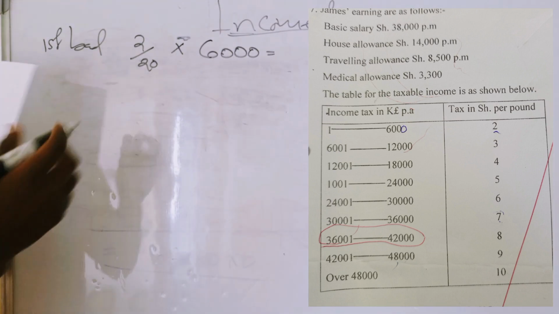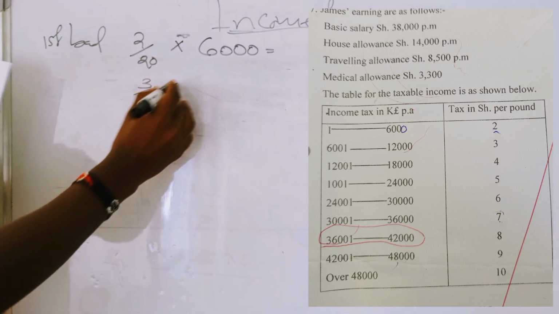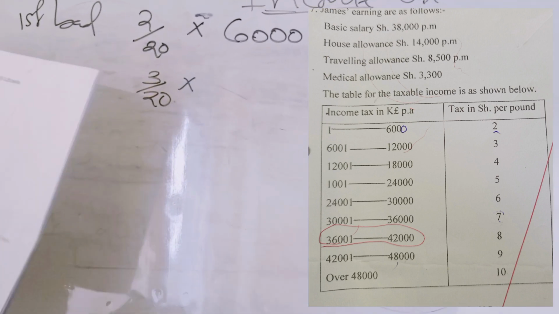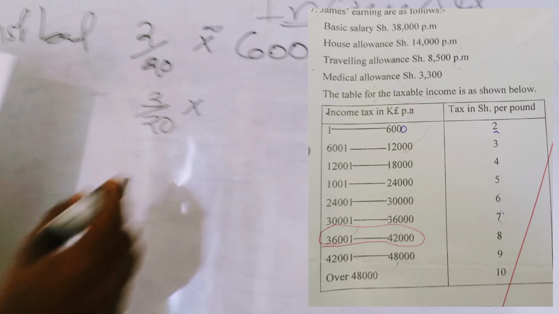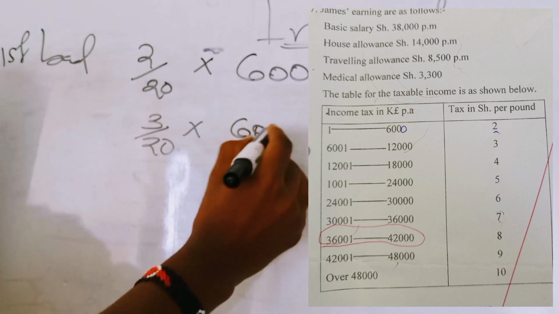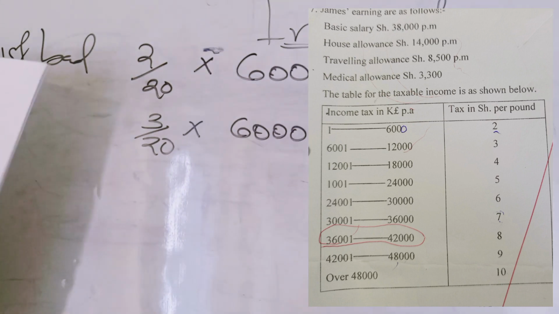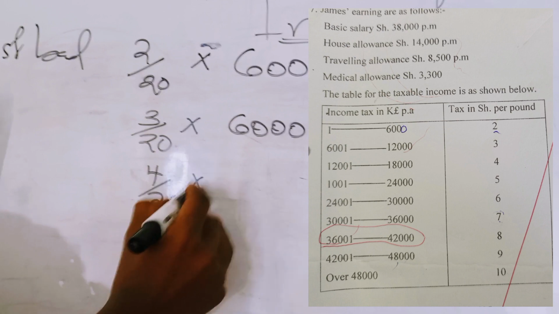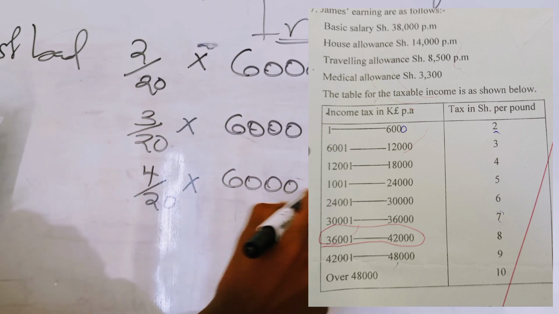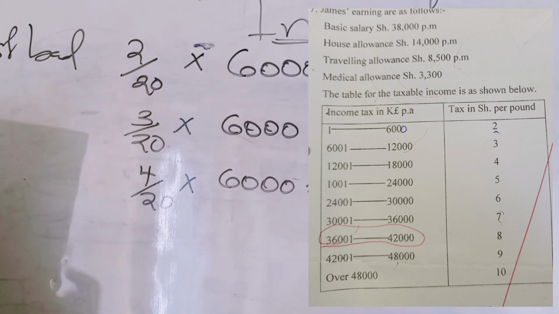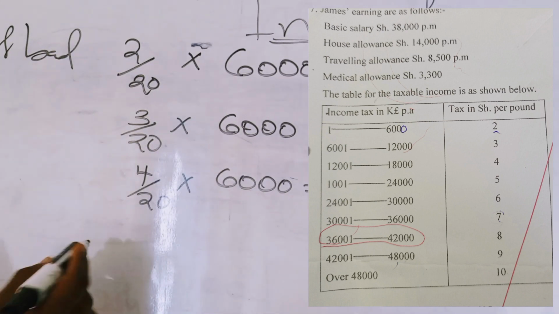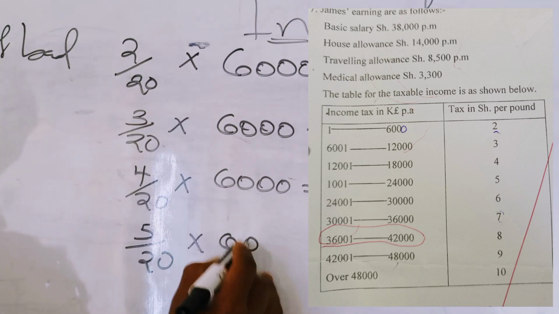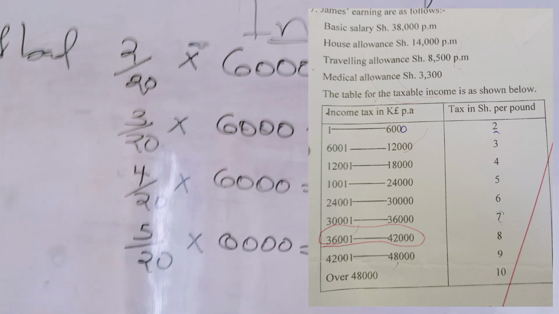In the second band, we have 3/20 times the difference between the following number, which is 12,000, minus the upper number. So the difference is 6,000. In the third band, we have 4/20 times 6,000, so we get the value there. And then you have 24,000 minus 18,000. We're going to have 5/20 times 6,000. We get that value there.